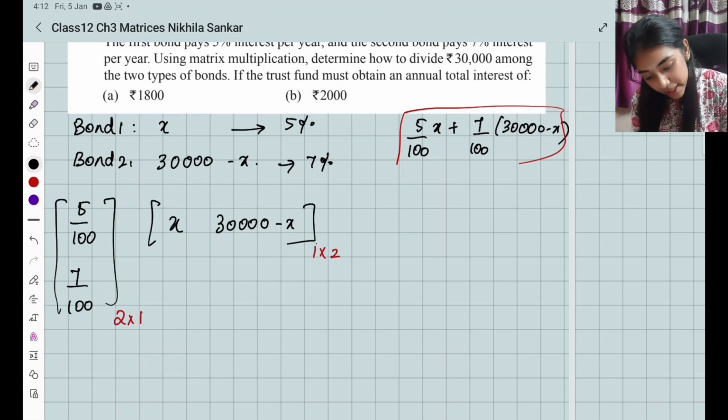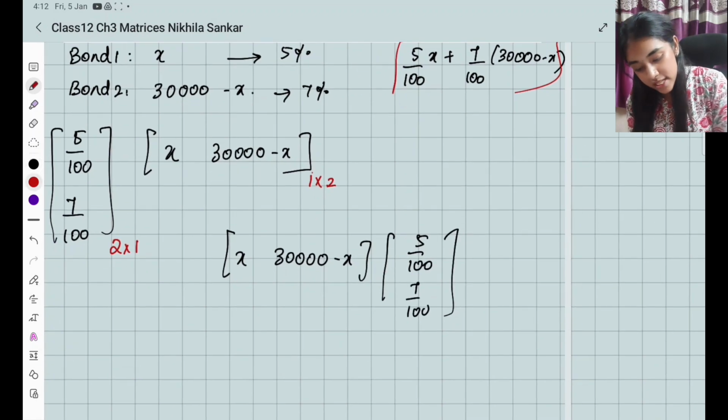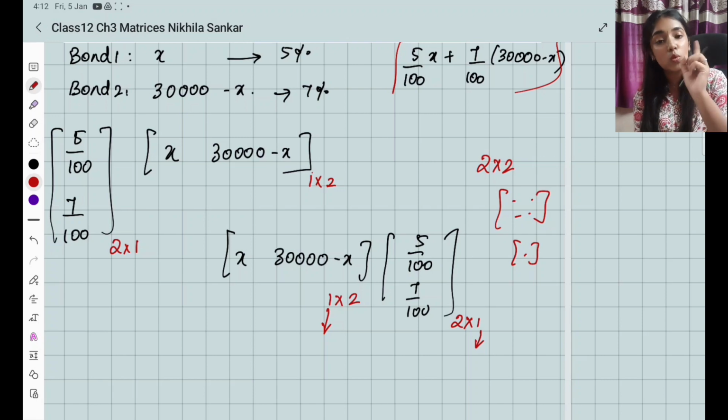So how should I multiply this? I have to multiply X, 30,000 minus X times 5 by 100 and 7 by 100. Correct? This is how we have to multiply, because this is of the form 1 by 2 and this is 2 by 1. So the final order is going to be 1 by 1. I need to obtain one single value. If we add both together, we should get only one value. If I multiply the other way, I'll get a 2 by 2 matrix, and then what do I do with 4 elements? We should not do that. You should only have one single element in the end because you're finding one single value.